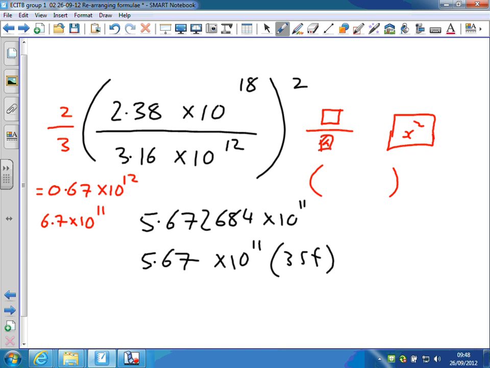So quick calculation in my head, that's what I was expecting to get, roughly 10 to the 11 on the calculator. You don't even need to worry about the 2/3 bit, just the powers. 18 take away 12 is 6, 6 times 2 is 12. I was expecting roughly 10 to the 12. Well, I've got 10 to the 11, but that's acceptable. I've probably not made a mistake on the calculator. Okay?